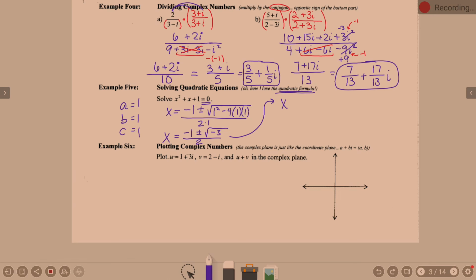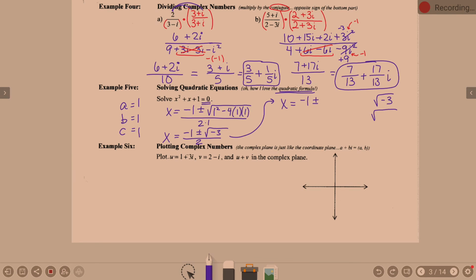So, how can I rewrite that square root of negative 3? Because I want to use an I instead. I want an I involved. What's your guess? 3i. No. Okay, so here's what I'm going to have you think.